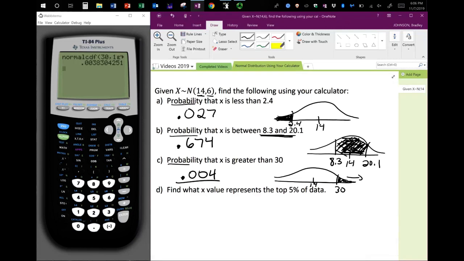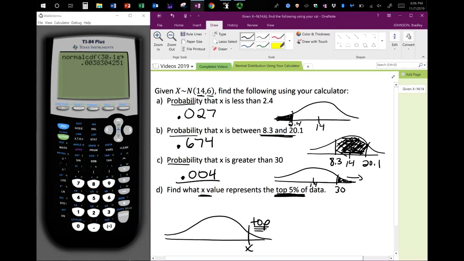Now, what if you want to do the opposite? In letter D, I'm given some probability. I need to find the X value. So let me draw a picture of what this is really asking us. Now the top 5%, the top would be over here to the right, correct? And if you mark it and I say, okay, this is the X value I'm looking for, the top 5% is right there.